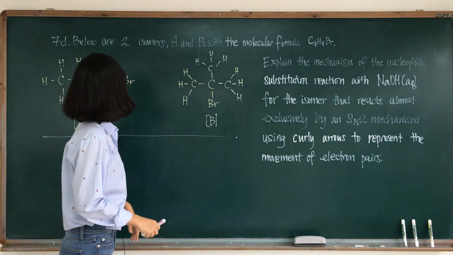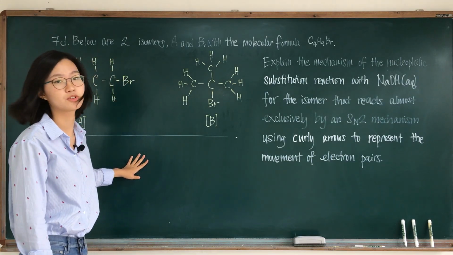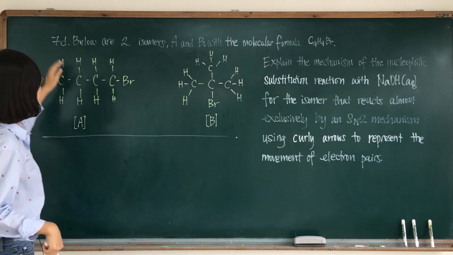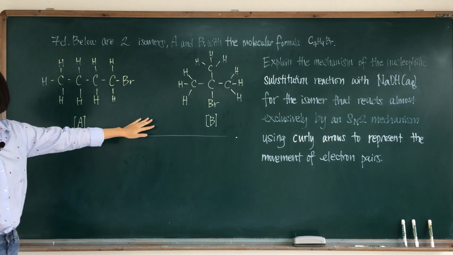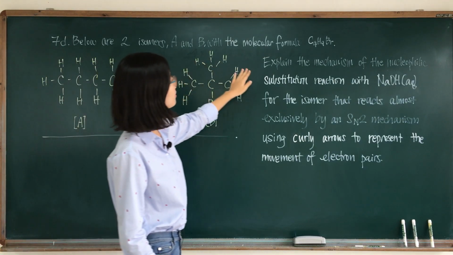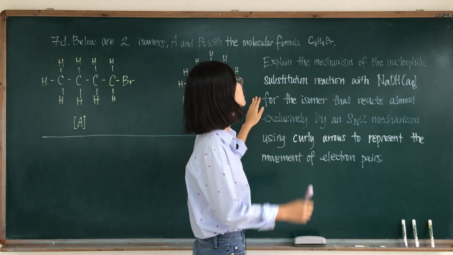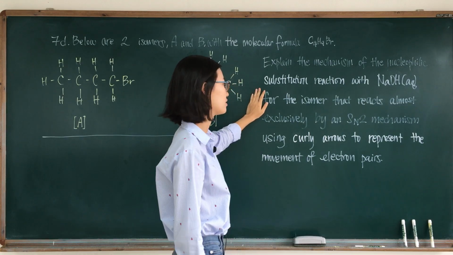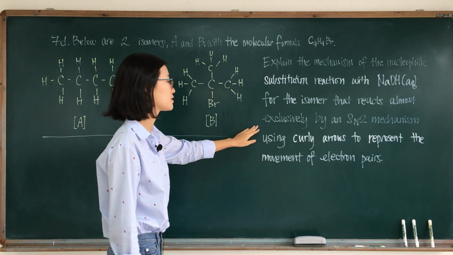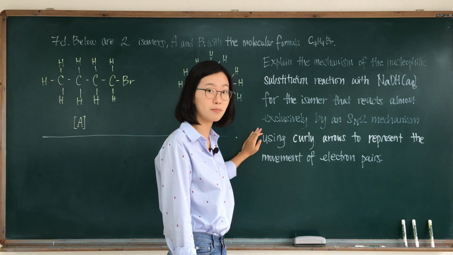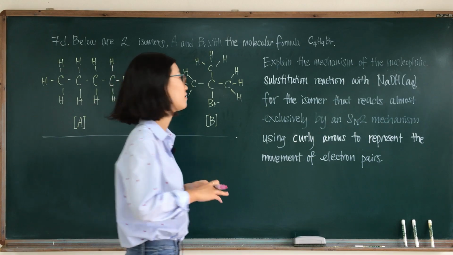Okay guys, so this is a question from the May 2017 IB exams HL Chemistry Paper 2. Let's read the question. Below are two isomers, A and B, with the molecular formula C4H9Br. Explain the mechanism of the nucleophilic substitution reaction with aqueous NaOH for the isomer that reacts almost exclusively by an SN2 mechanism, using curly arrows to represent the movement of electron pairs.